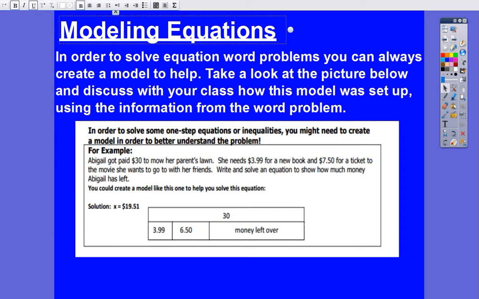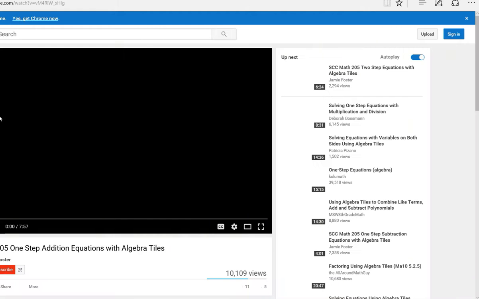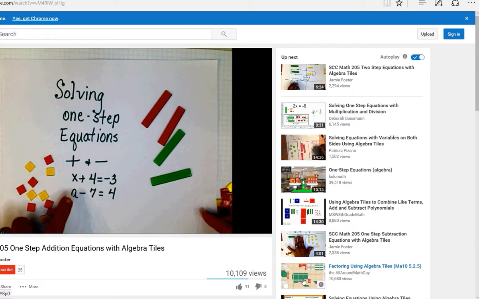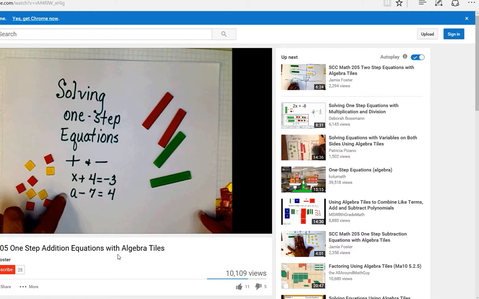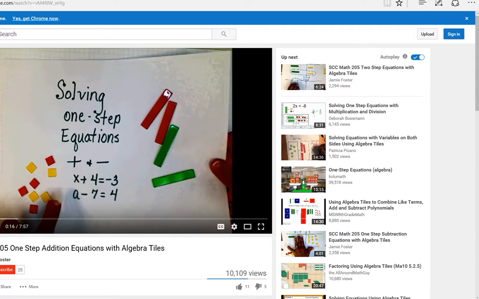Now, on this next page, the YouTube video, I'll bring it up for just a second, but the YouTube video is actually someone showing them how to use a model to set up the equation. So it's a very good video. And you could even put this one on Schoology for them to go back and watch on their own if you wanted, or you could show it whole class.